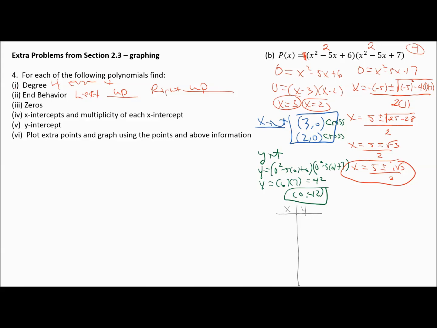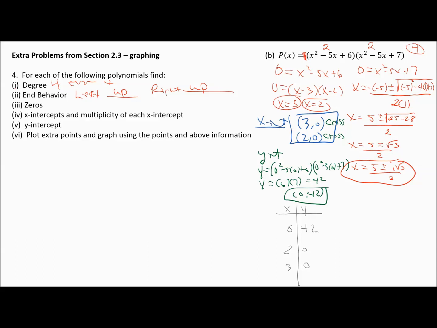Okay, so let's put in the points that we already have. We have 2, 0, and 3, 0 from our x-intercepts, and 0, 42 from our y-intercept. I want to put them in order of x values. 0, 42 actually comes before, and then 2, 0, and 3, 0. Notice I'm leaving space in between because I've got to pick some values.